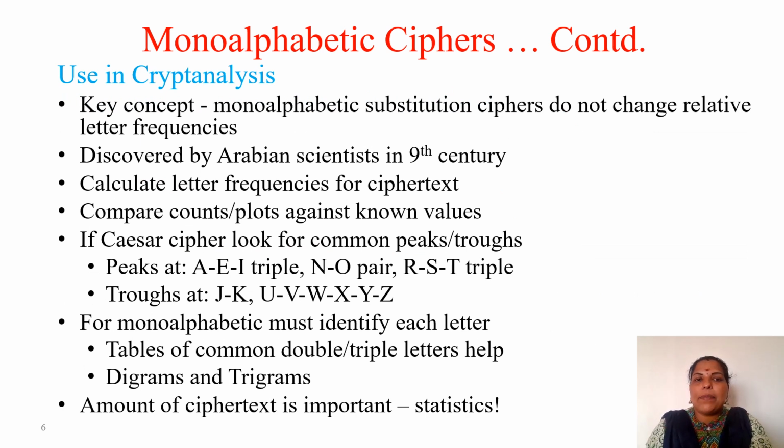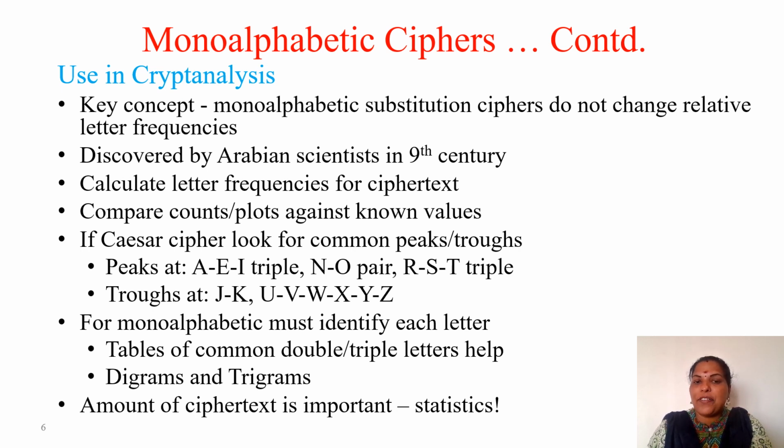The key concept is that monoalphabetic substitution ciphers do not change relative letter frequencies. It was discovered by Arabian scientists in the 9th century. See how old it was? And it calculates letter frequencies for the ciphertext. Here we can count, plot and compare against the known values.